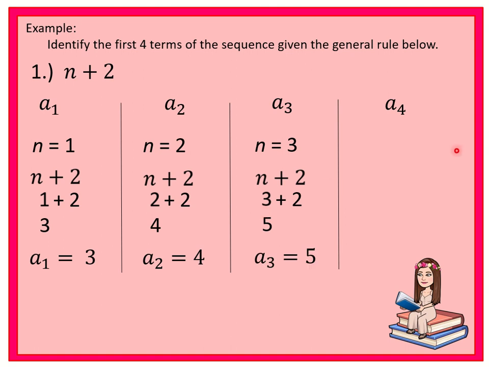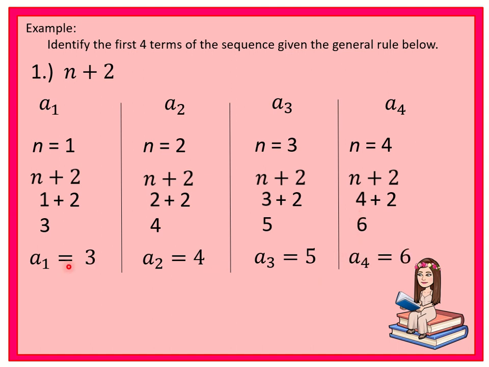Next, kunin naman natin ang fourth term. So, dahil fourth term, our n will be equal to 4. So, second step, copy natin yung general rule. Third step, substitute yung 4 dun sa n. So, imbis na n, magiging 4. And then, plus 2. 4 plus 2 is 6. Therefore, our fourth term is 6.